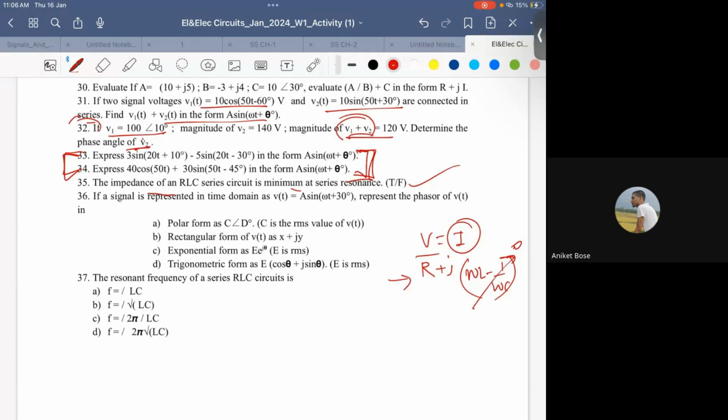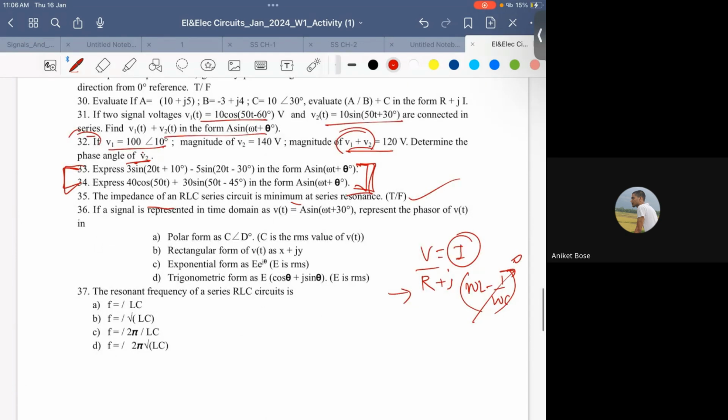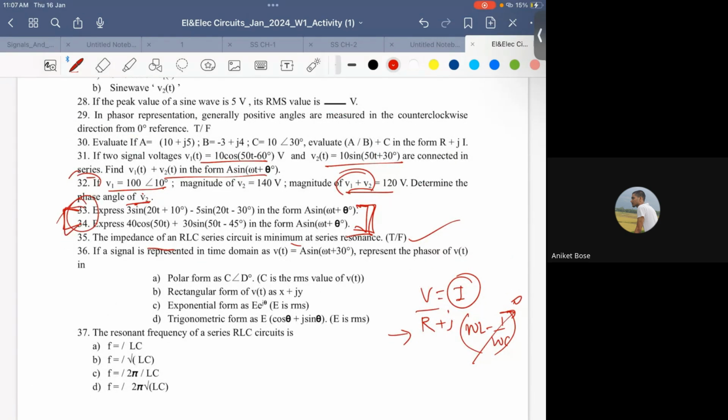Is it clear to everyone? Okay, so 2-3 more questions will be solved in the next session. But as of now, if you have any doubt, 33, 34 will be solved again. I hope there must be another method. Otherwise, it will be very calculative.